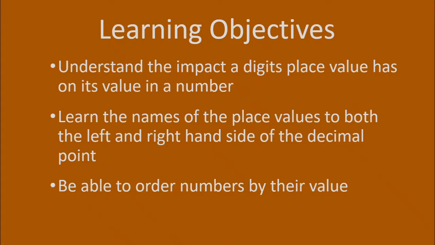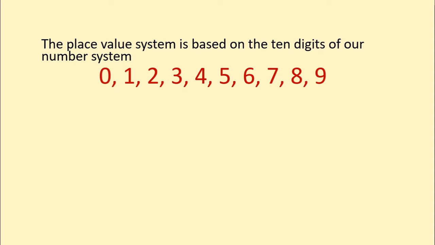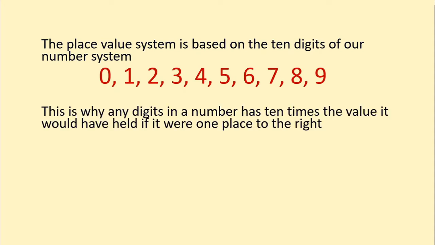So first of all, you should know that the place value system is based on the 10 digits of our number system: 0, 1, 2, 3, 4, 5, 6, 7, 8, 9. Including 0, that is 10 digits. This is why any digit in a number has 10 times the value it would have had if it were one place to the right. Let me show you an example to clarify that for you.